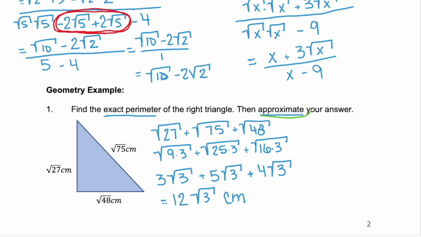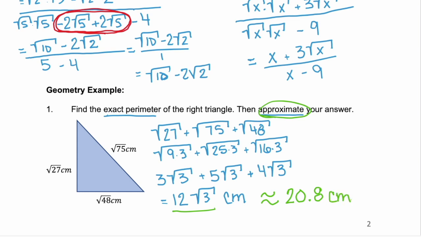Now to find the approximate, you enter this 12 square root of 3 into the calculator, and you get that that is approximately equal to 20.8 centimeters.